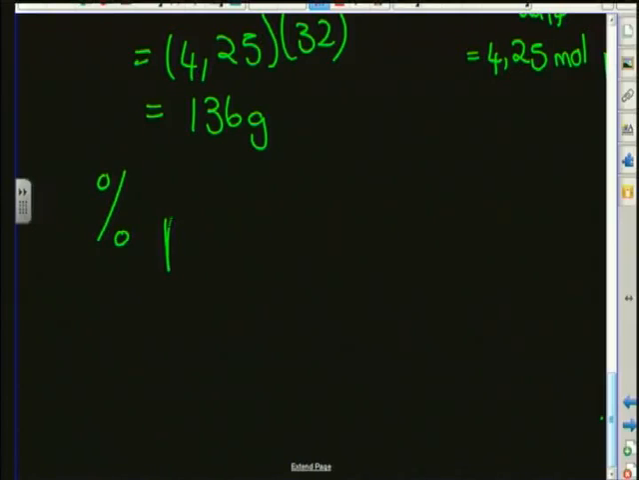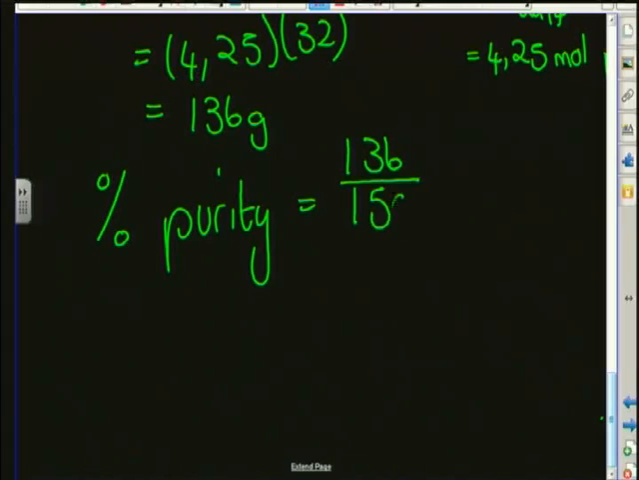So when I look at percentage purity, because this is what I want now, this is like working out the percent of a test. In other words, I have 136 out of 150.